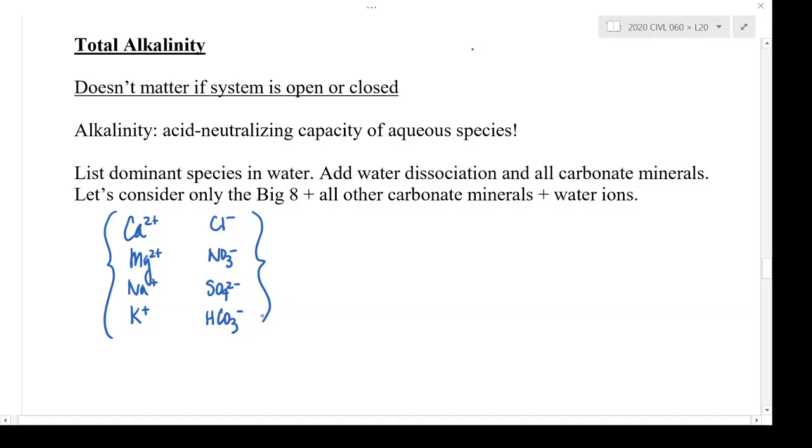And then we're going to add in the carbonate minerals. And so the carbonate minerals include carbonic acid, H2CO3 star, bicarbonate, which we already put over here, so I don't want to count it twice, but I'll just make this association. And then carbonate. So these are our carbonate systems. And then we're going to add the water ions, which include hydrogen ion and hydroxide.